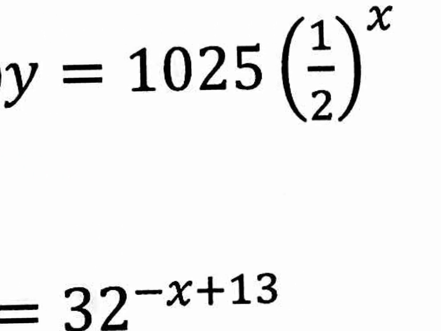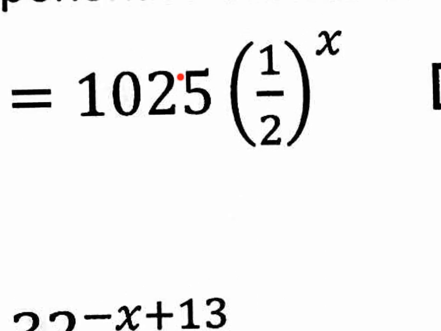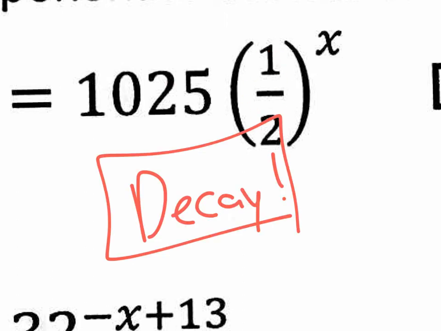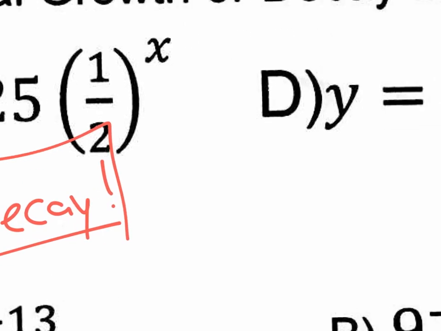All right, how about this guy over here? Oh, this must be a growth because of the 1025. Wrong, right? Okay, what is this? The base is less than 1. That makes it a decay. That's right. Okay, moving on.